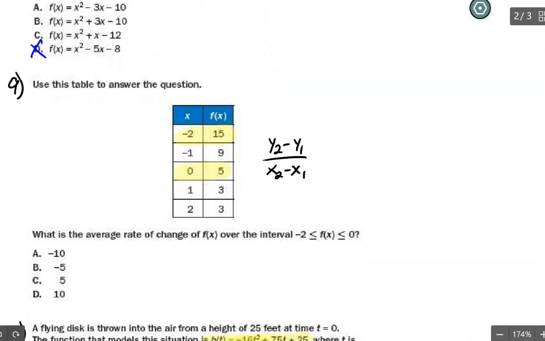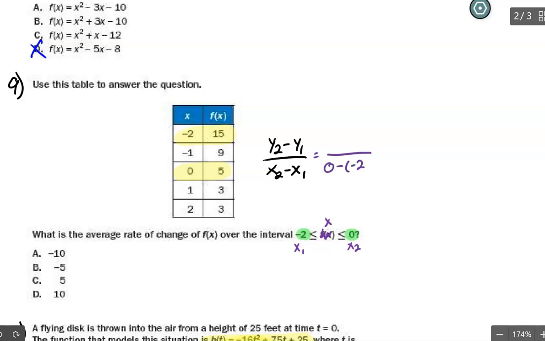Number 9. Find the average rate of change over the interval negative 2 to 0. Okay, so this is just like that very first question we did. x1, x2. Again, that's a typo. That should say x. All right, so you have your x's. Now you find your y. I highlighted that for you so you can easily figure that out.